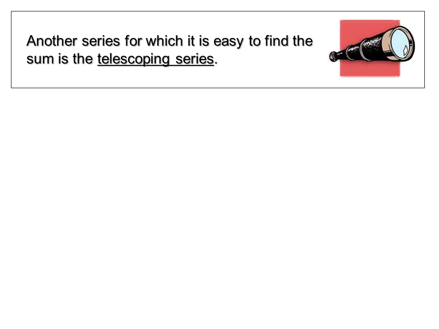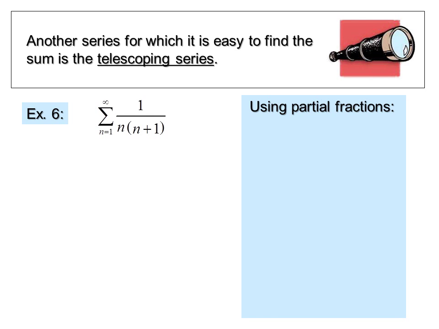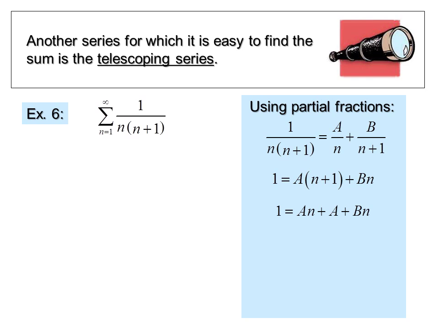Another series for which it is easy to find the sum is the telescoping series. For example, the summation as n goes from 1 to infinity of 1 over n times n plus 1. Using partial fractions, we have 1 over n times n plus 1 equals a over n plus b over n plus 1. Multiplying through by the common denominator, we get 1 equals a times n plus 1 plus b times n. Clearing the parentheses, we have 1 equals an plus a plus bn.